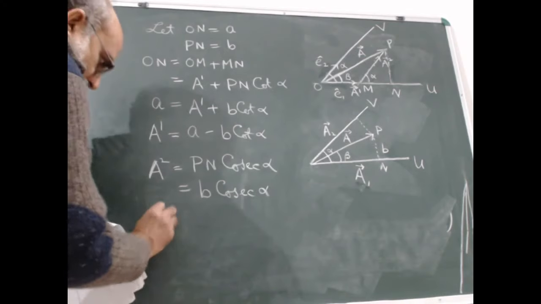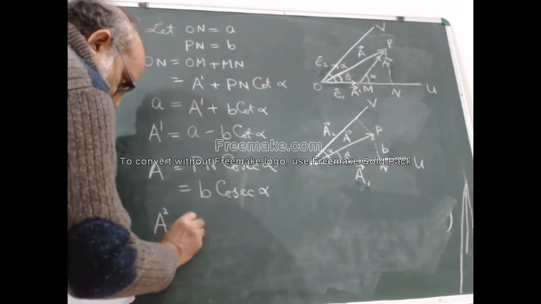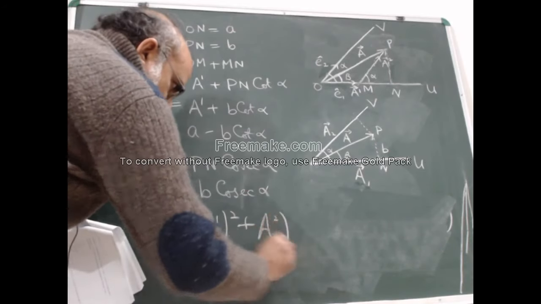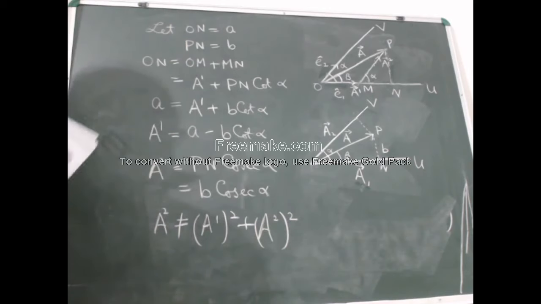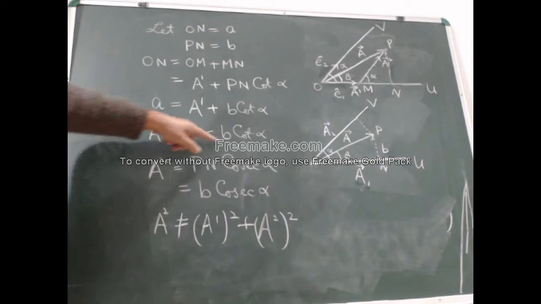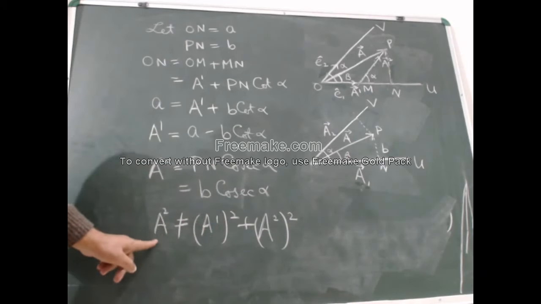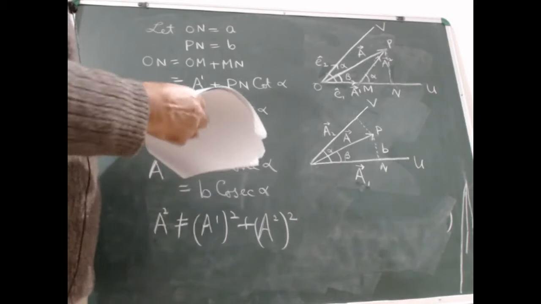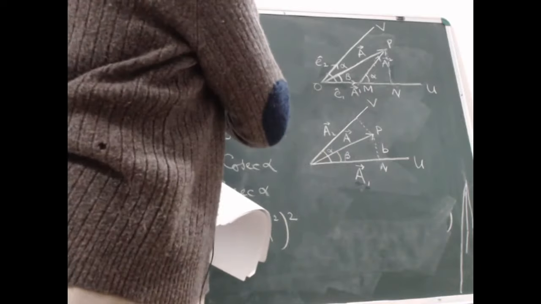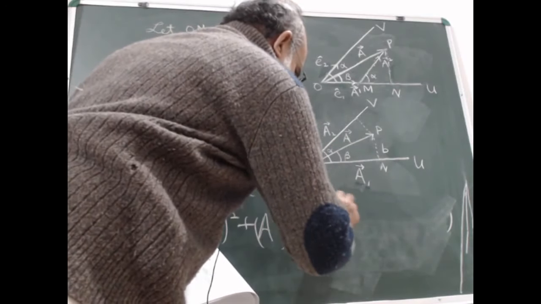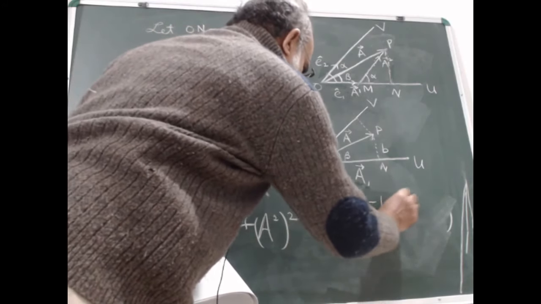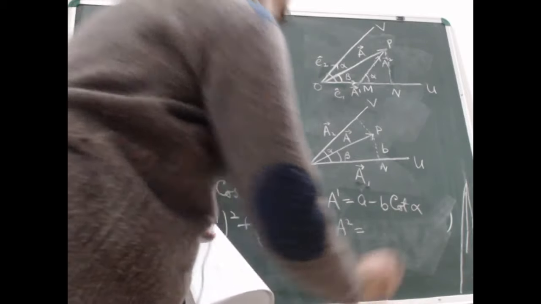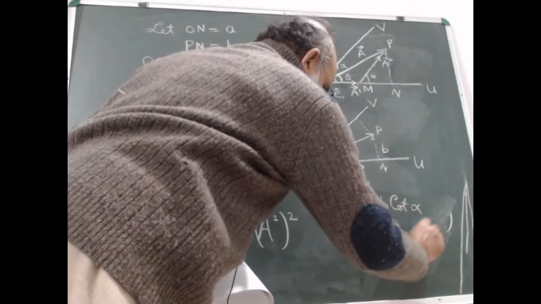Obviously A square is not equal to A1 square plus A2 square. You can find out: take A minus B cot alpha whole square and B cosec square, you will not find that this is equal to A square. So let us substitute, preserving the value: A1 as A minus B cot alpha, and A2 as B cosec alpha.